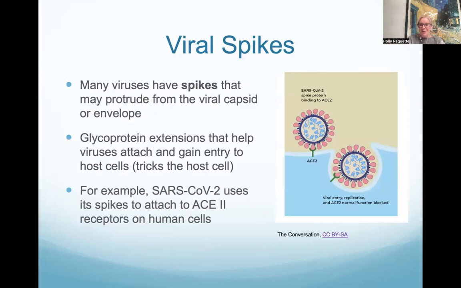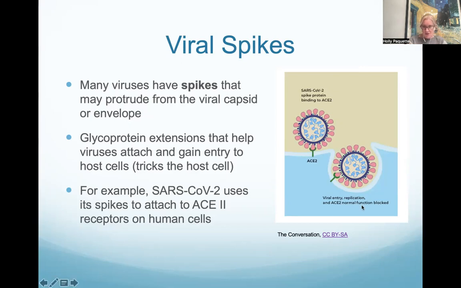I did show you in one of the first pictures that there can be these exterior proteins that are sticking out, and these are called viral spikes. So most viruses have spikes that will stick out from either the viral capsid if it's a naked virus, or from that membrane, that envelope, if it's an enveloped virus. Those glycoprotein extensions, their whole job is actually to act like a key to unlock the cell to gain entry into the cell. So that's a really important part of these viruses, is they actually trick the cell into thinking that they know kind of the secret password to get into the cell.